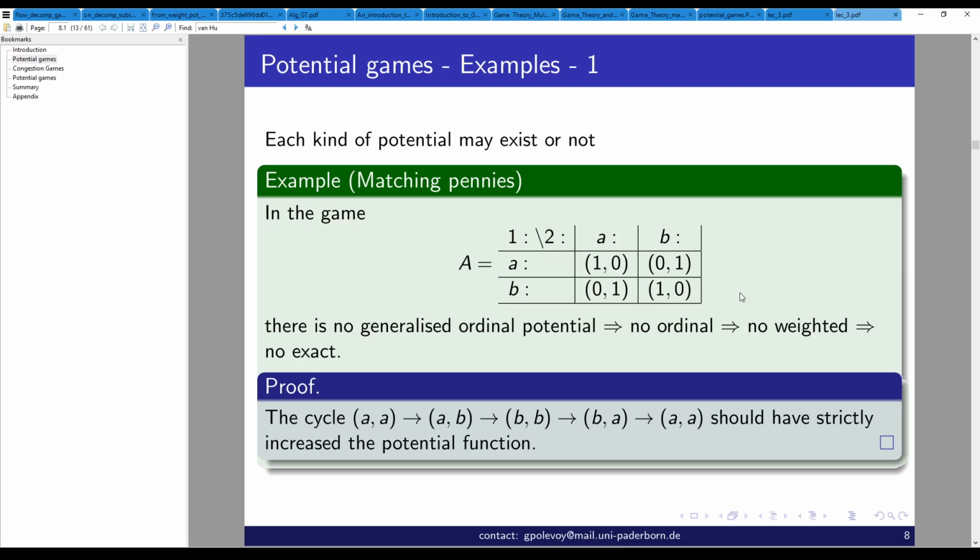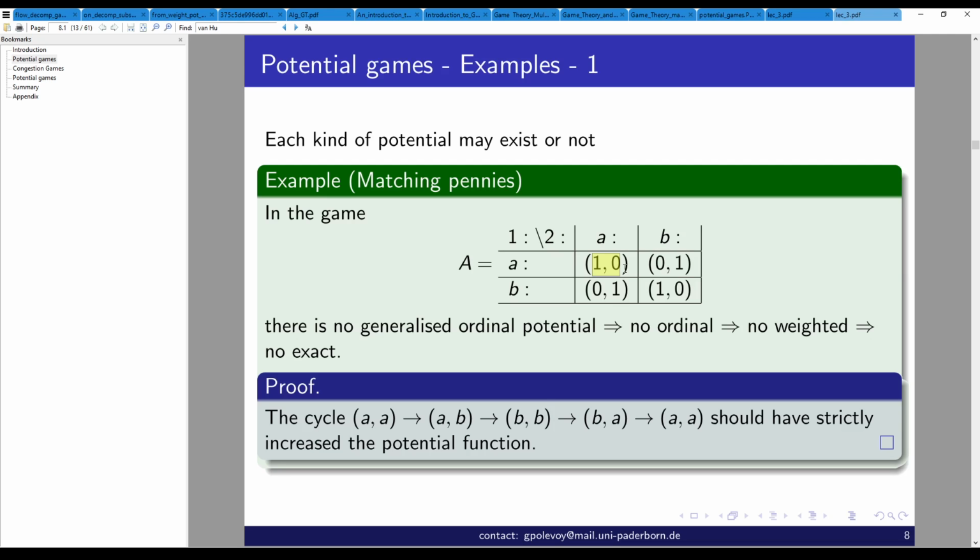Look at the cycle of strategies, where exactly one player changes the strategy each time. So we are in the realm of those conditions. From AA, we go to AB, so the second player changes the strategy. Then the first player changes, and we go to BB. Then BA, by the second player. And then we go back to AA by the first player changing the strategy.